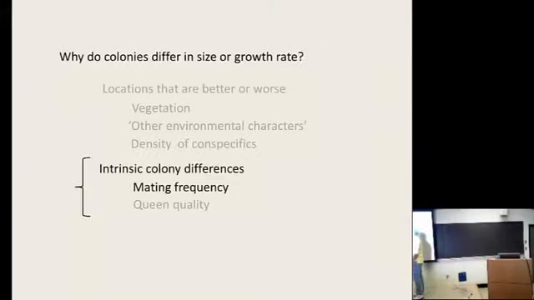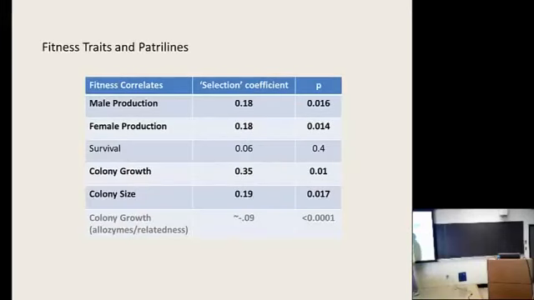Okay. What about intrinsic colony differences? Mating frequency has often been implicated in increased colony efficiency for a variety of organisms, including harvester ants, and we suspected that it might be here as well. So here we are looking at either fitness measures or fitness correlates in terms of the number of patrilines there are in a colony.